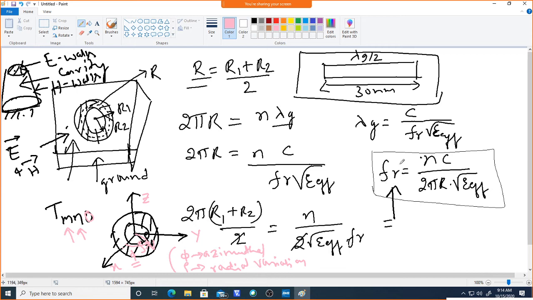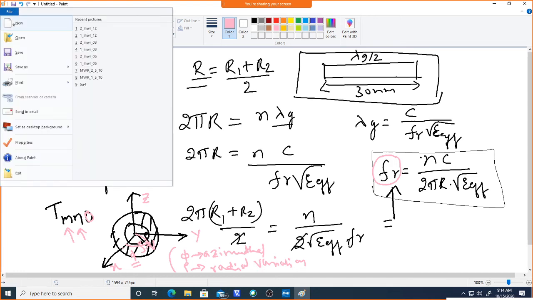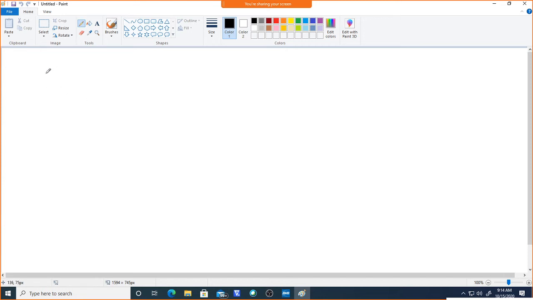Now after finding this resonance frequency, we need to find what is the width of this ring. So how to find the width of this ring? You can use the equation W by H, which is already given in the document shared by the madam. That will be equal to 8 into e power a divided by e power 2a minus 2.